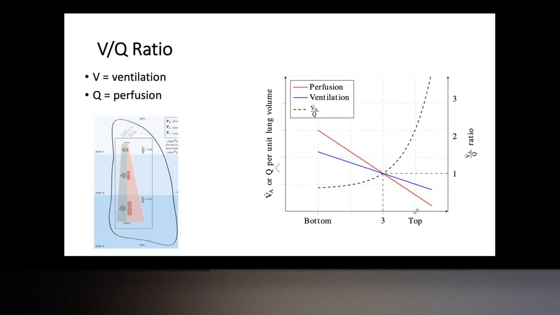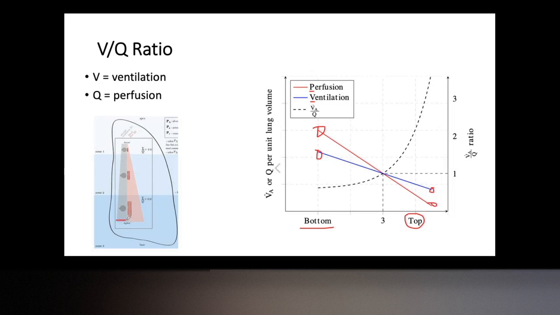So basically, if you have the top, the red one is the perfusion, the Q, the blue one is the V, the ventilation. At the top, both of them are smaller. As you go down to the bottom, they become higher. So both of them are higher at the bottom. However, the perfusion increases going to the bottom at a higher rate than the ventilation. So you can see the scheme here.